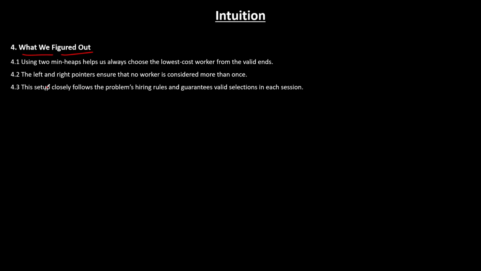So what we figured out? We figured out that using a min heap helps us to always choose the lowest-cost worker from the valid ends. And the left and right pointers make sure that no worker is considered more than once. And also we don't have to pop anything from the array, because that is not practically possible and it would make our task much tougher. Now this setup closely follows the problem's hiring rules and guarantees valid selections in each session, right?